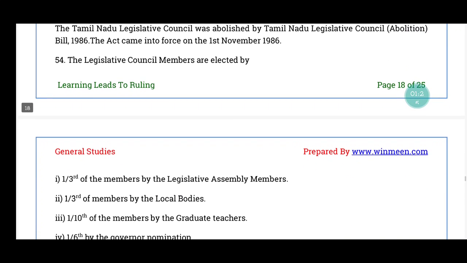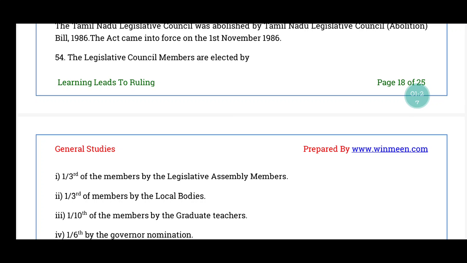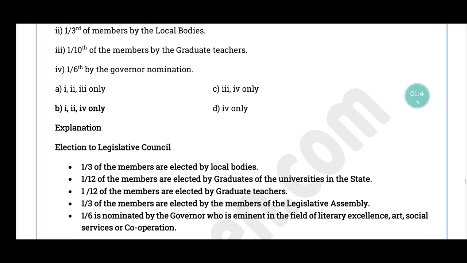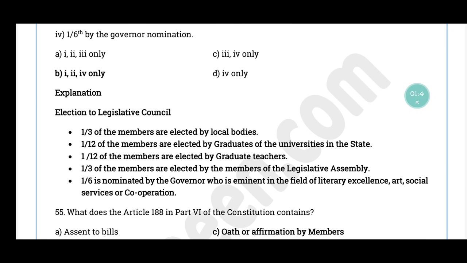Question number 54. The Legislative Council members are elected by 1/3 of the members by Legislative Assembly, 1/3 of members by the local bodies, 1/10 of members by the graduate teachers, 1/6 by the governor nomination. The correct answer is option B. Statement 1, 2 and 4 only is correct.